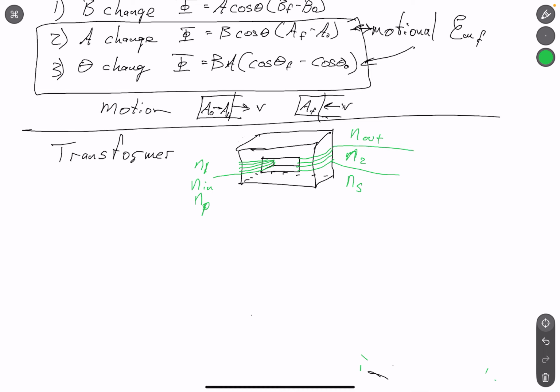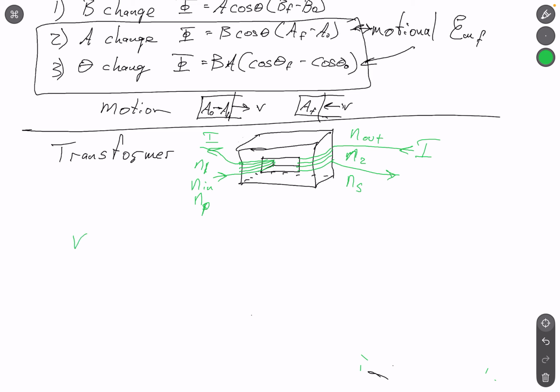But here's our current, all right? So we'll have some current going in and some current going out. On this side, we have some current going in and some current going out. And that's how a transformer works. So what are the transformer equations?